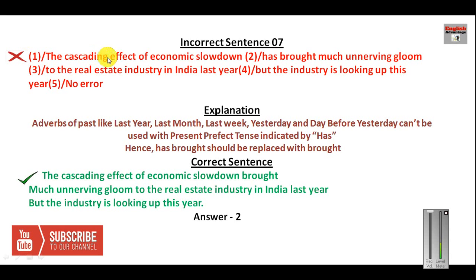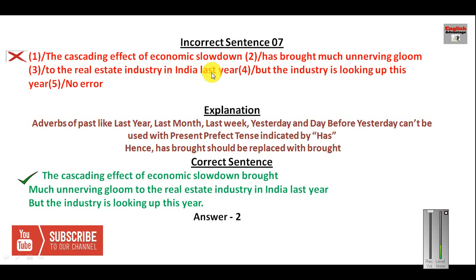The cascading effect of economic slowdown has brought much unnerving gloom to the real estate industry in India last year, but the industry is looking up this year. Just see here, this is the wrong part here. This last year indicates the past simple tense. These phrases like last month, last week, yesterday, day before yesterday, they all relate to the past. They all refer to the past tense.